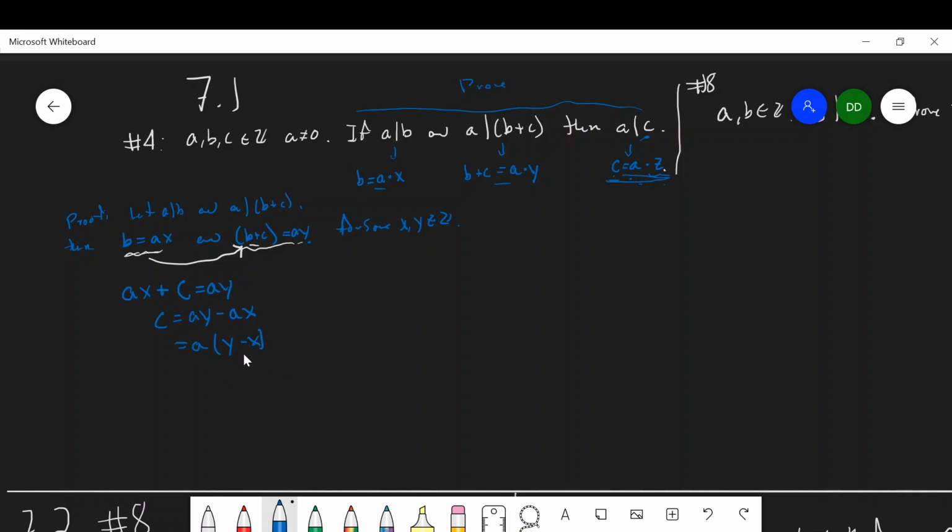Since y is an integer and x is an integer, y minus x is an integer. So what's our conclusion? A must divide c. We wrote c as a times some other integer, so a divides c. How cool is that? Done. All right, let's move on.